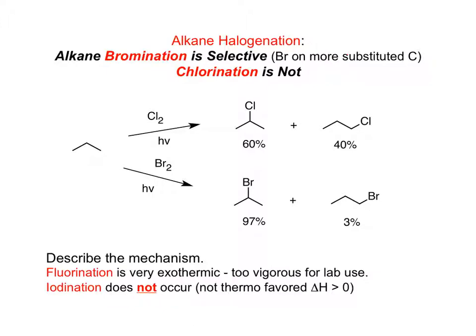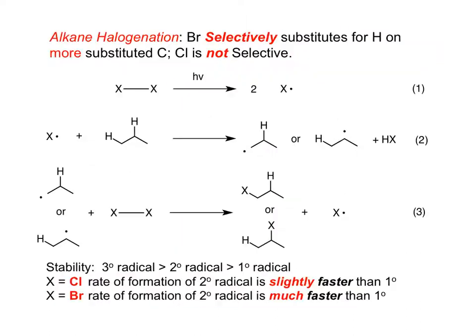Let's compare alkane chlorination to alkane bromination. Stop the video and compare the product distribution. What conclusion can you draw? Here is the conclusion you can draw. Here are the initiation and propagation steps for the alkane halogenation reaction. And here's the reason that bromine is selected whereas chlorine is not.